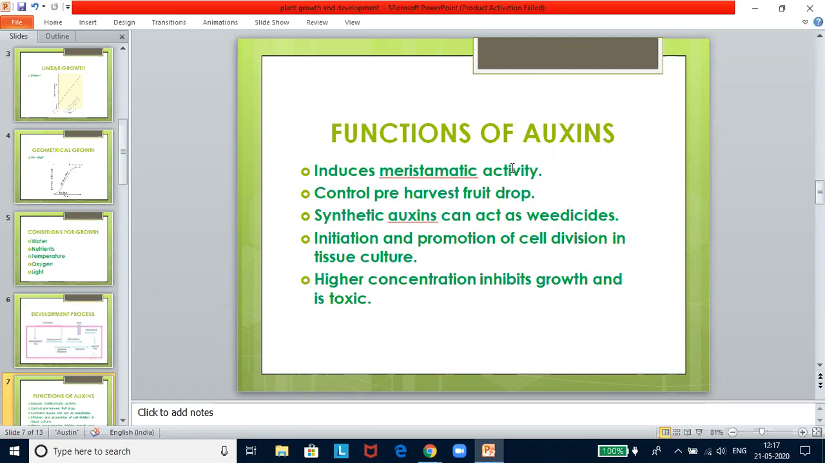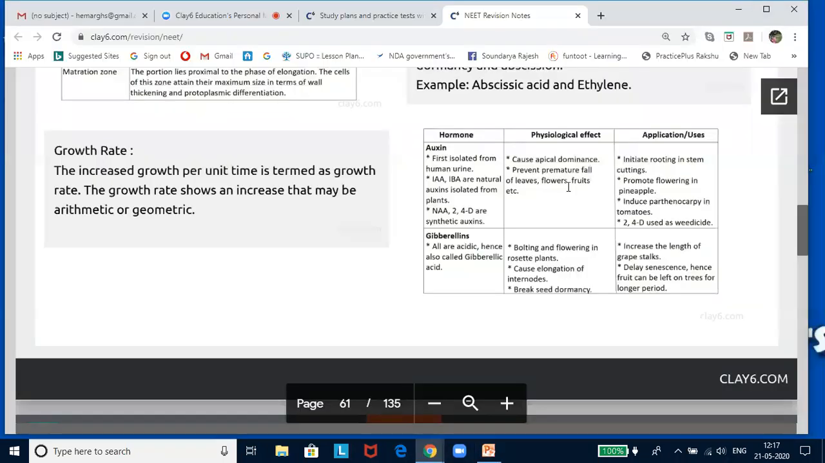Now, this is about the auxins. They might ask you on which plant the bioassay was conducted. You should be able to identify it as Avena, which is nothing but the oats.